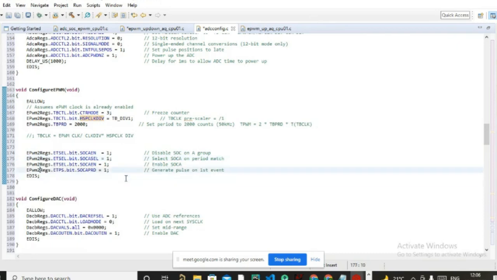So this is the selection. With the help of event trigger selection, you are selecting SOC. The event trigger prescaler register is to select the period after which you need to generate SOC. So SOC is a start of conversion signal which is deciding the sampling frequency. Okay.